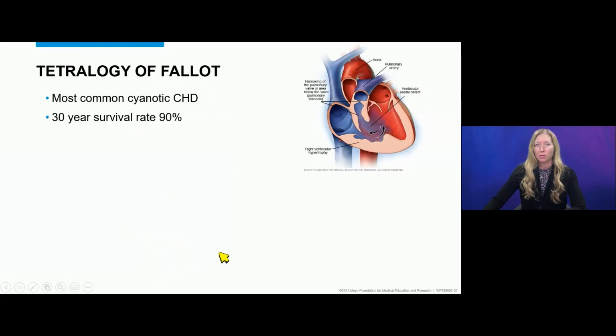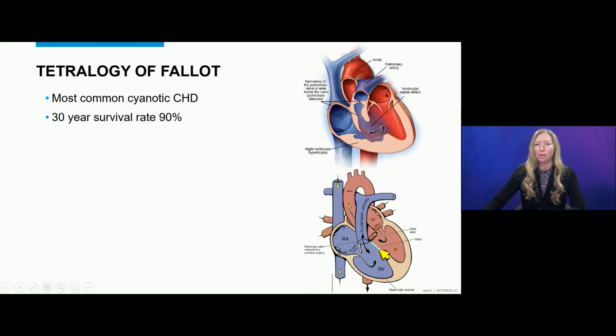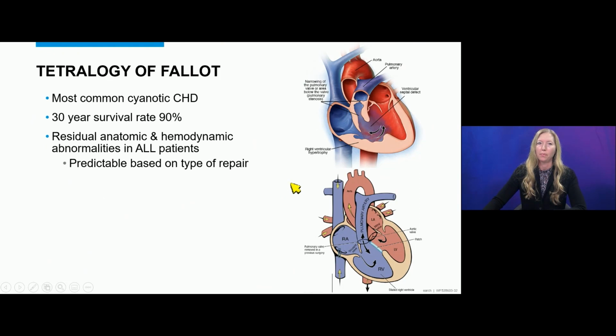So our patient has tetralogy, which is the most common cyanotic congenital heart disease. The vast majority of patients will live to be adults. And remember, tetralogy is defined by a malalignment VSD with aortic override, right ventricular outflow tract obstruction, and then right ventricular hypertrophy. And when these patients are repaired, the VSD is closed, the outflow tract obstruction is removed, and many of them are left with significant pulmonary valve regurgitation.